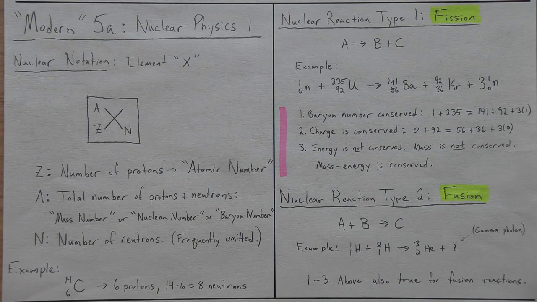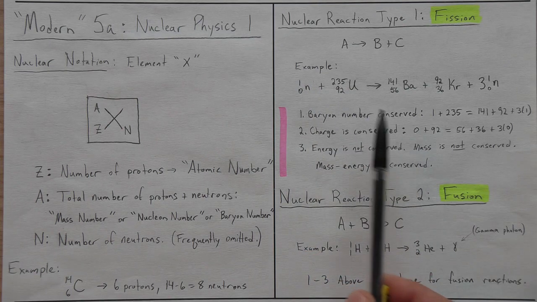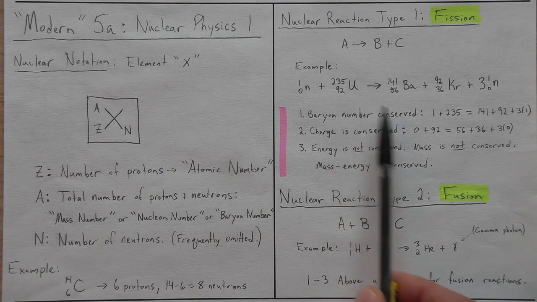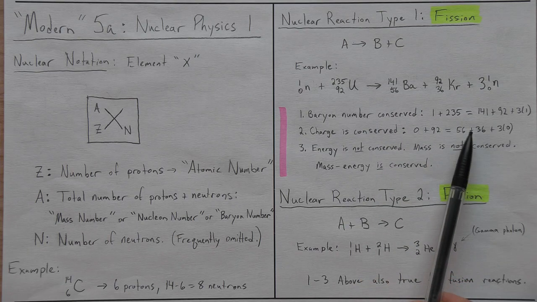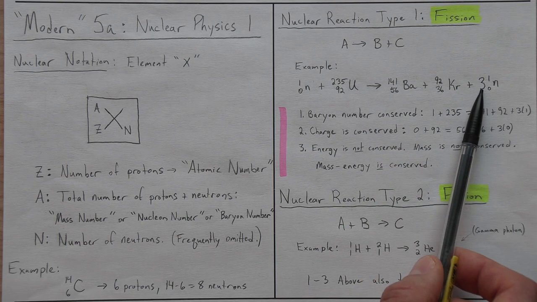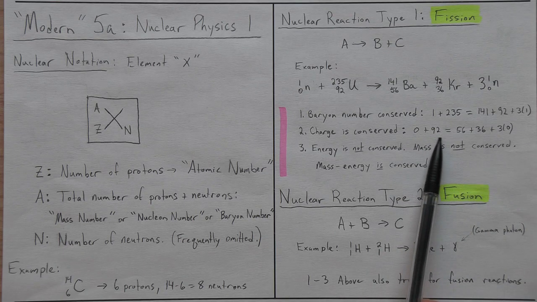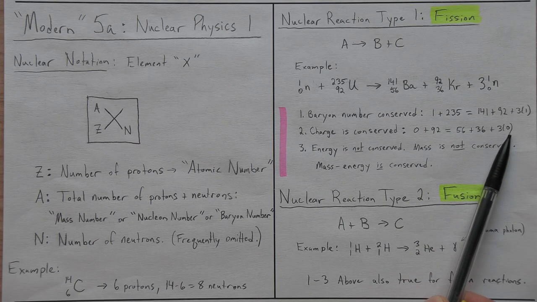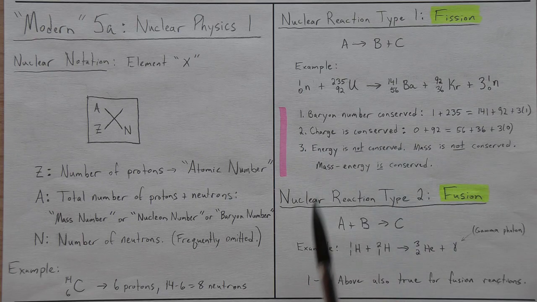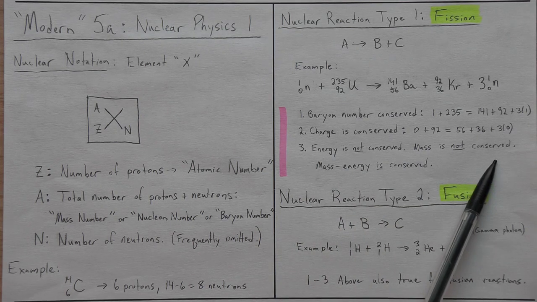The other thing that's conserved is the charge in a nuclear reaction. Neutrons before had no charge, but this uranium had 92 protons. This atom had 56 protons, this one 36, and then the neutrons have 0 charge because they're neutral. So if I add up all the charge, I get positive 92 over here and positive 92 over here because this is 0 charge. So charge is conserved. But here's the interesting thing. Energy is not conserved and mass is not conserved.